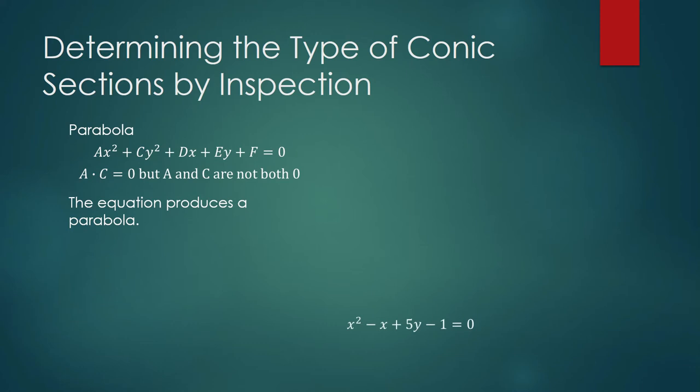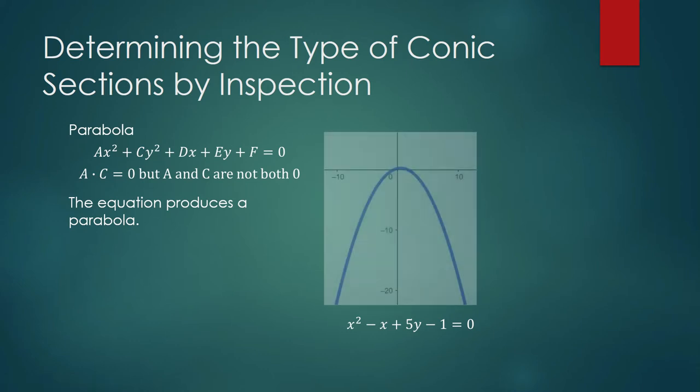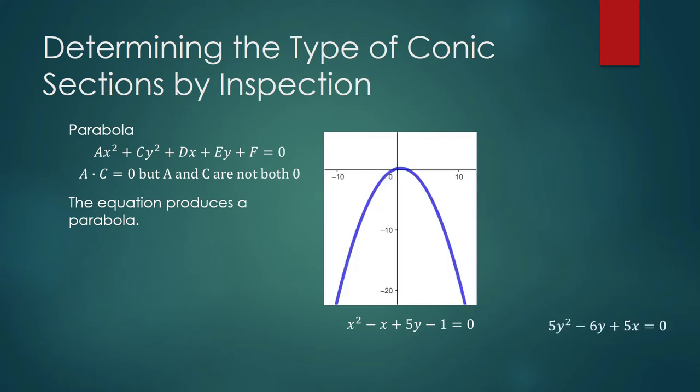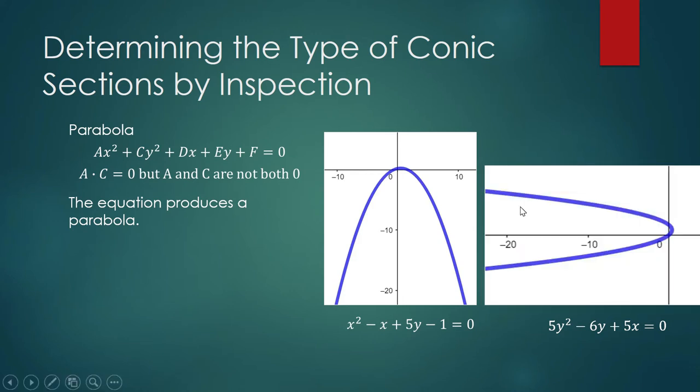If that is the case, then our equation would produce a parabola such as this. So in this one, the coefficient of y squared is 0. So this one would be a parabola whose principal axis is vertical. It can either open up or down. This one is a parabola whose principal axis is horizontal. And so our parabola for this equation can either open to the left or to the right.